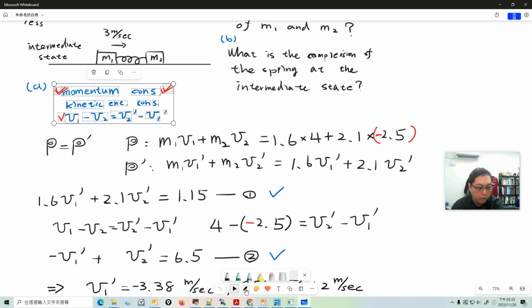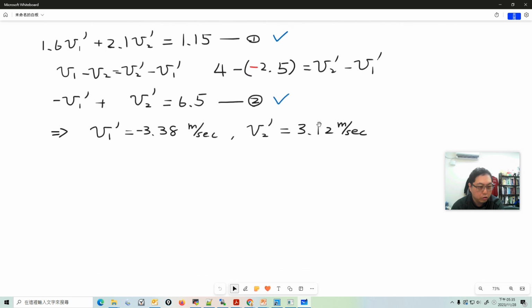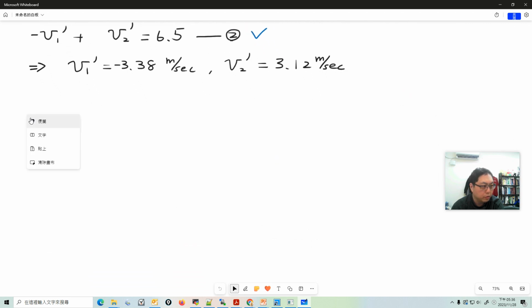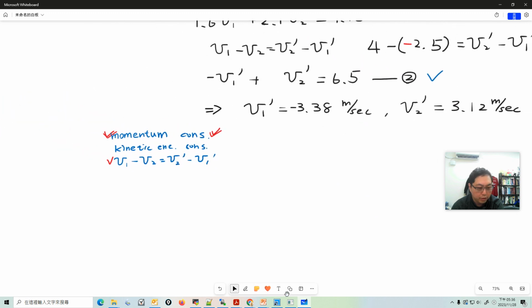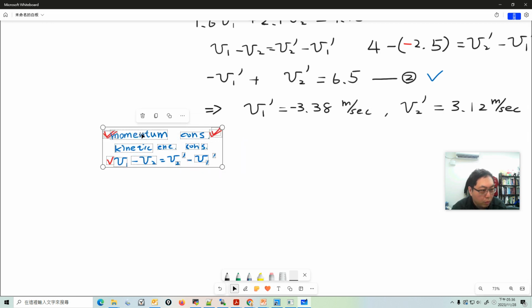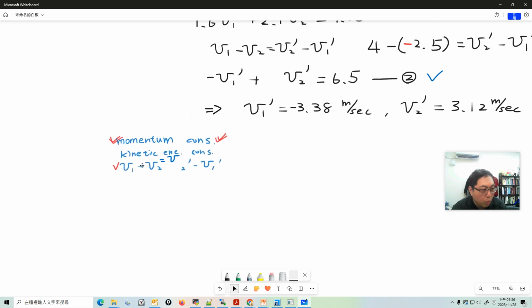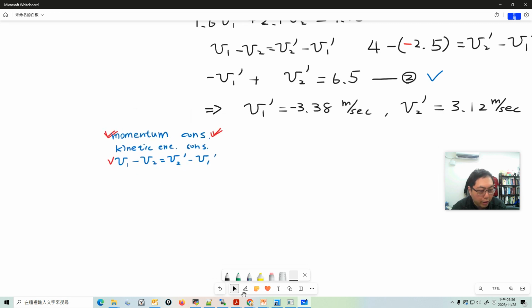Let me copy this and pass it to the new position here. It's not easy to use. What the heck? I cannot circle everything.